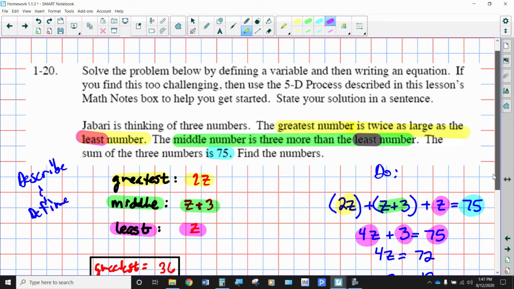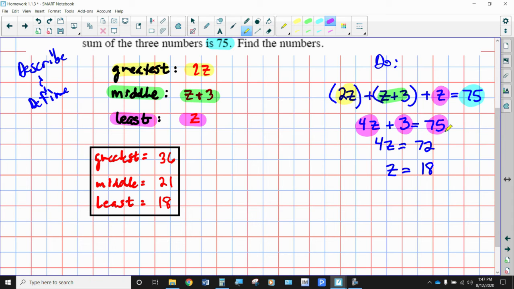And now we start using algebra. Let's take away 3 from each side and then divide each side by 4. And that means that the least number had to be 18. The greatest number is twice that, so that has to be 36. And the middle number is 3 more than this, so that would be 21.